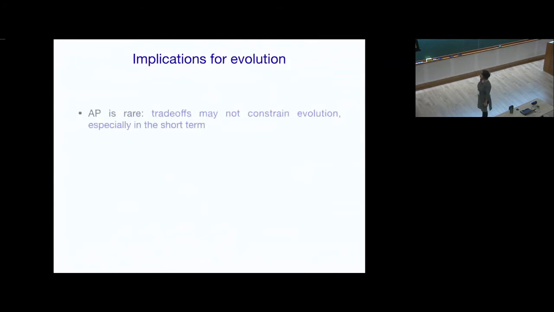Okay, so what does all of this imply for evolution? It suggests that trade-offs may actually not constrain evolution as much, especially in the short term.